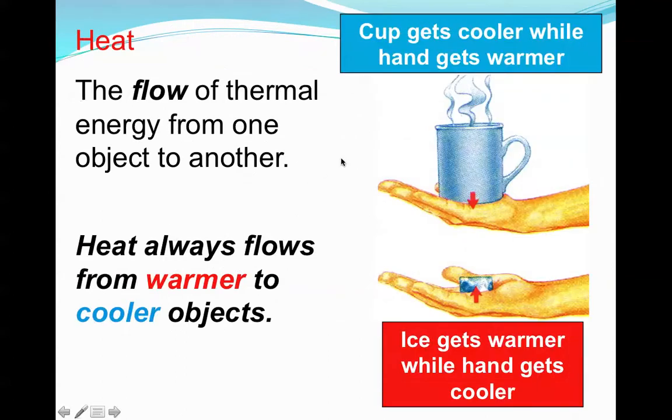All right, heat flow. Heat, the flow of thermal energy. Okay, so that energy, that total energy of kinetic and potential energy, flowing from one object to another, and remember, it has to flow from a temperature difference. It flows from warmer to cooler objects. So here's a perfect example. The cup gets cooler while the hand gets warmer. Okay, it's flowing from warmer to cooler objects. The ice gets warmer while the hand gets cooler.